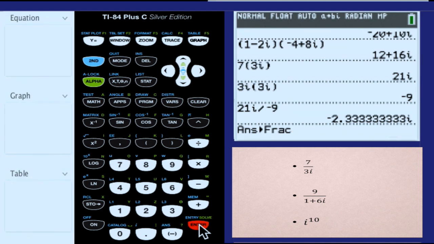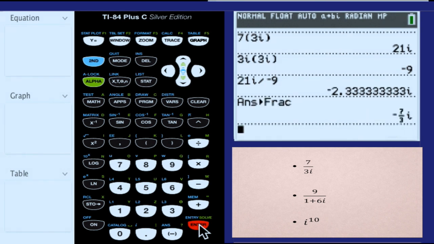Now notice the screen says answer, then arrow fraction. That's the calculator asking you: you want to take your last answer and change it to a fraction. You say yes by pressing enter. And here is the final answer, -7/3 I.